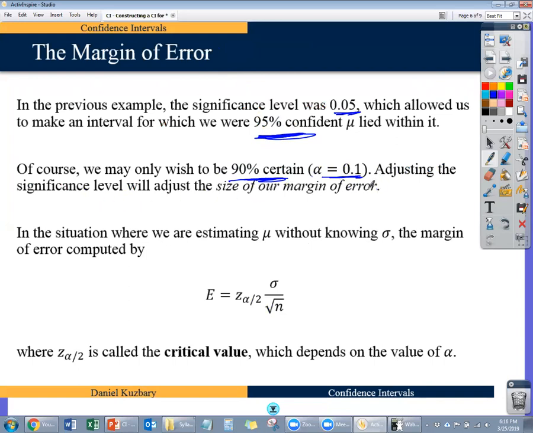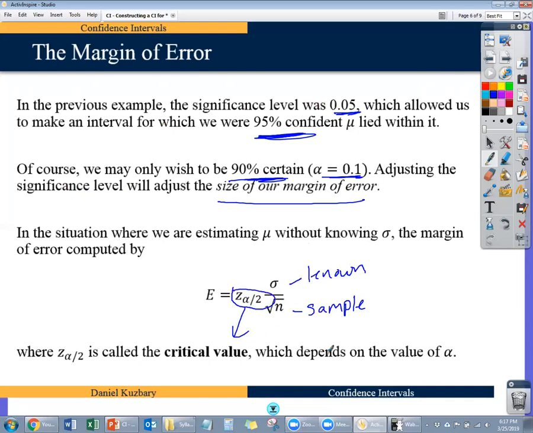Adjusting the significance level will adjust the size of our margin of error, because the margin of error depends on the significance level. So I'll finally give you how to find the margin of error for this kind of confidence interval. The margin of error is computed by taking z sub alpha over 2 times sigma, which is known, over the square root of n, which is your sample size. And z sub alpha over 2 is called a critical value.